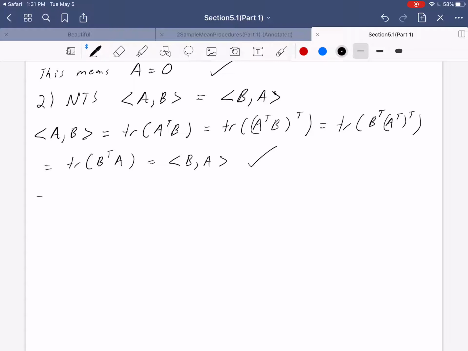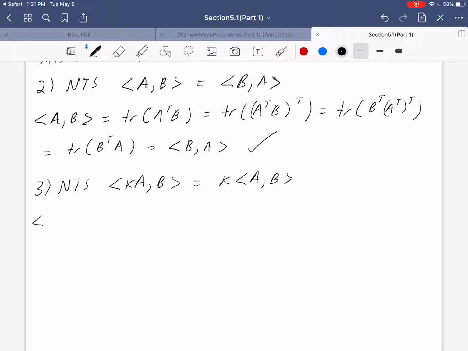Okay, the third thing we need to show is that Ka inner product with B is the same as K times the inner product of A and B. So let's try the same thing. Let's actually just try to use this sort of condensed definition. So this would be the trace of Ka transpose times B.